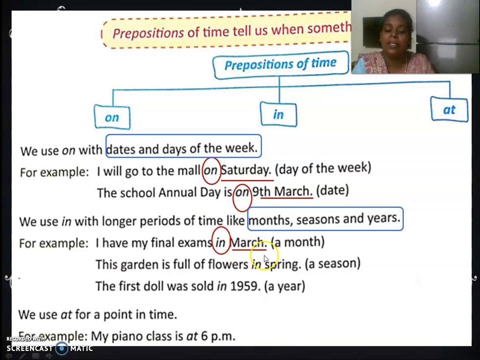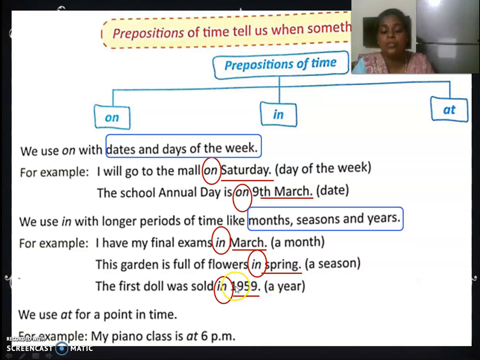So month: in March, in spring season. I said for mangoes, in summer, like that, in spring. The garden is full of flowers in spring. In the spring season, the garden is full of flowers. I have my final exams in March.